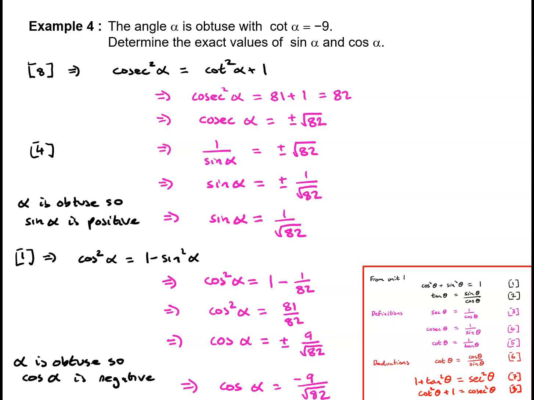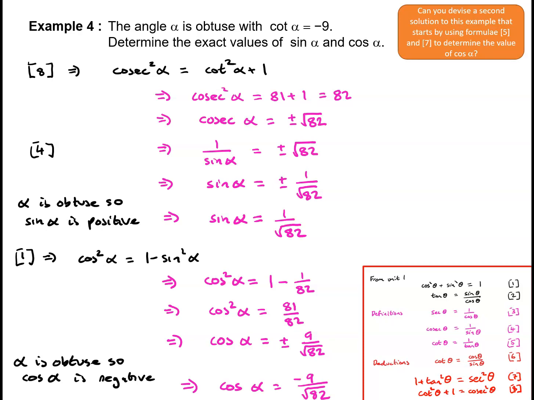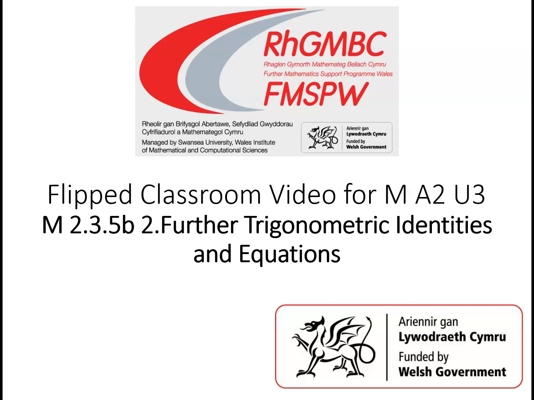What you might like to do is see whether you can devise a second solution to this example that starts, instead of using formula 8, but using formula 5 and formula 7 instead, to first of all determine the value of cos alpha and then deduce the value of sine alpha. That concludes our video on further trigonometric equations and identities.